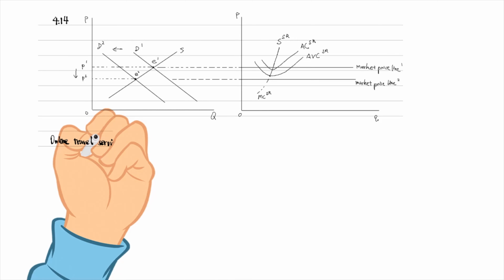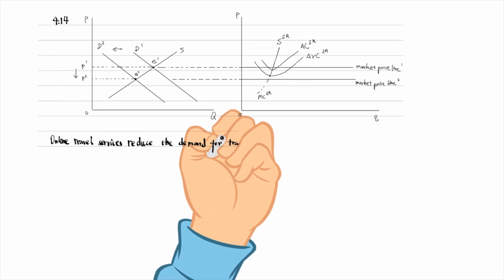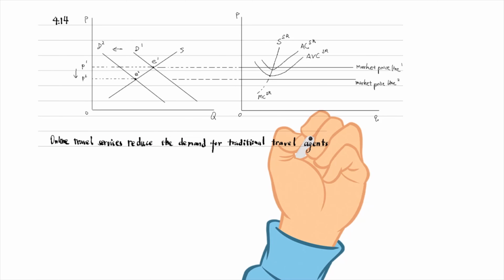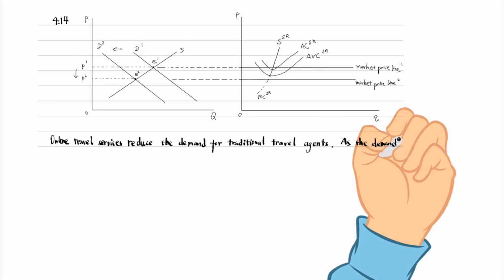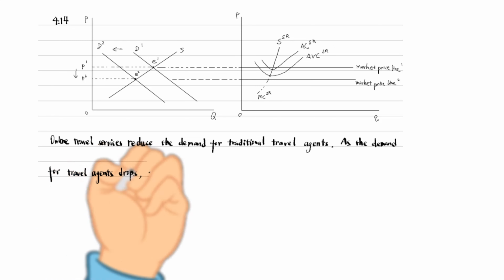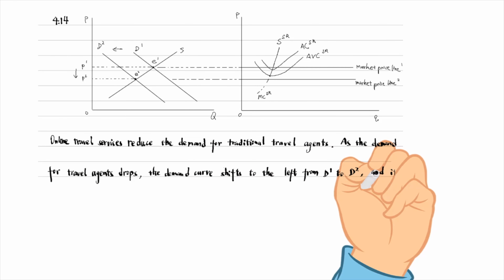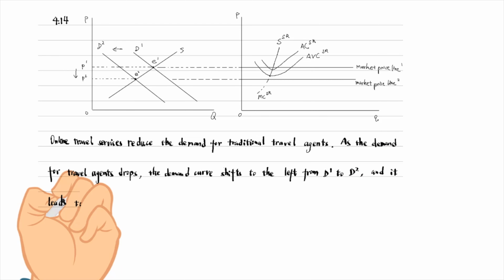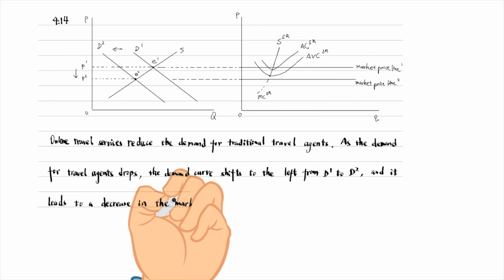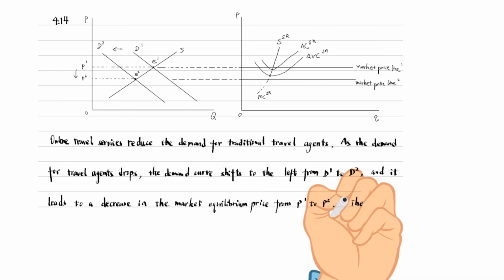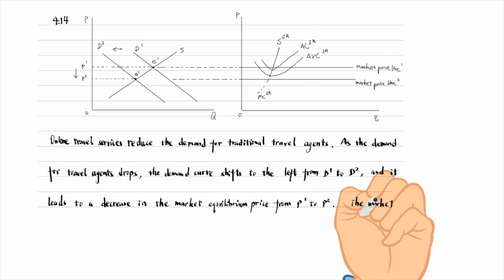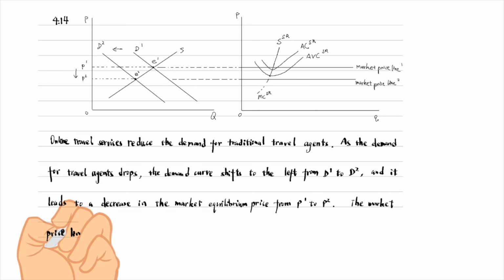Online travel services reduce the demand for traditional travel agents. As the demand for travel agents drops, the demand curve shifts to the left from D1 to D2, and it leads to a decrease in the market equilibrium price from P1 to P2. The market price line shifts downward from P1 to P2.